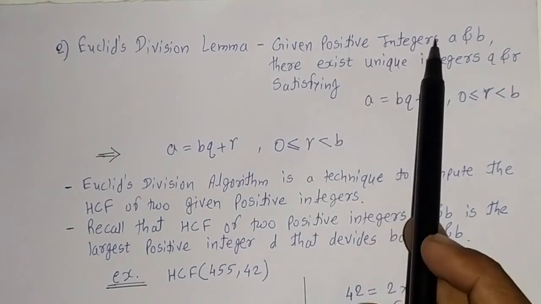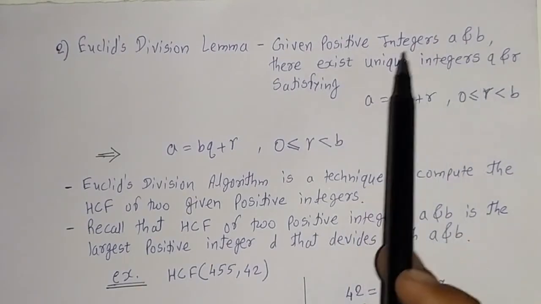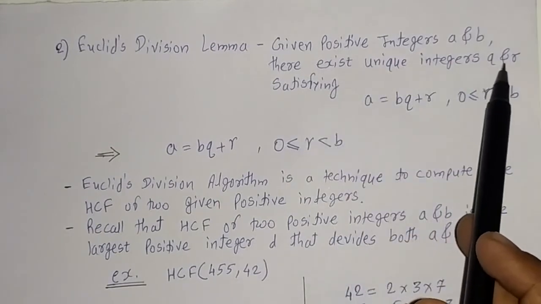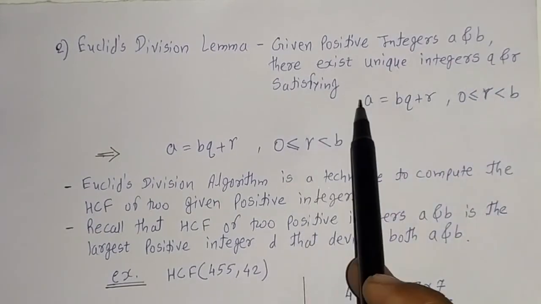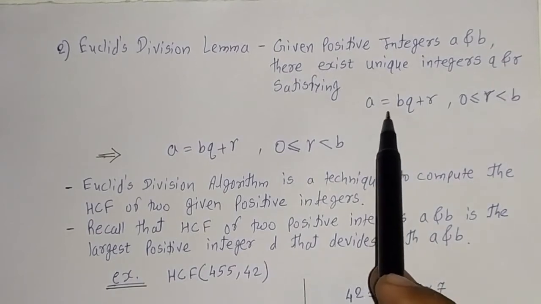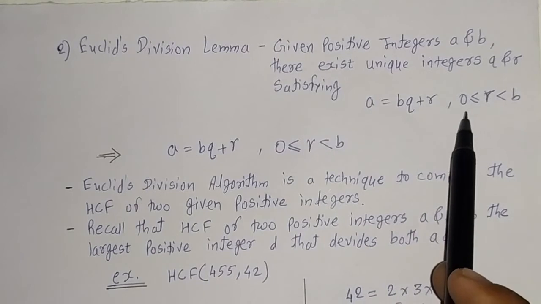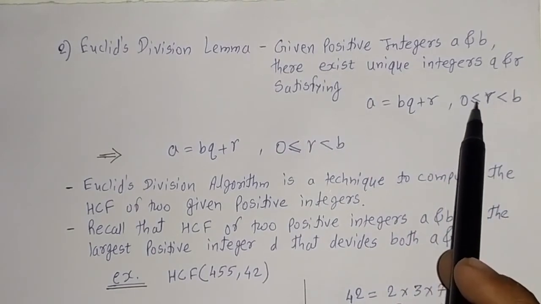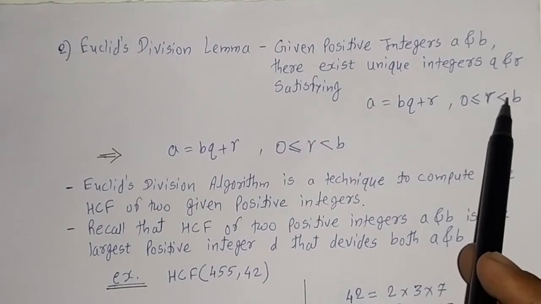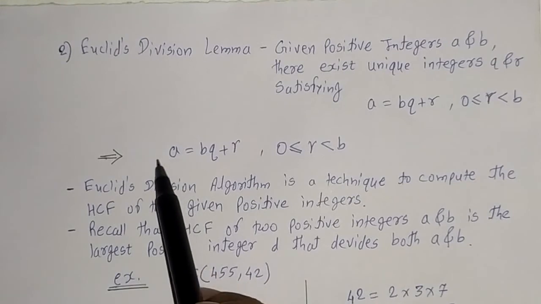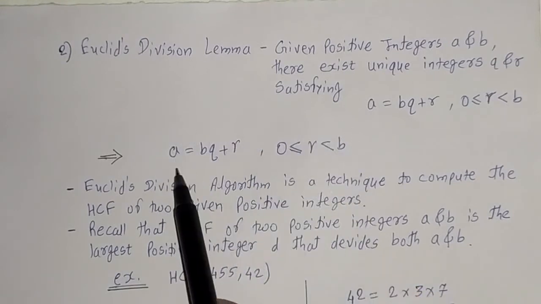Given the positive integers a and b, there exist unique integers q and r satisfying the relation a equal to bq plus r, where the value of r is between 0 and b: 0 is less than or equal to r, less than b. So this is the generalized Euclid's division lemma.